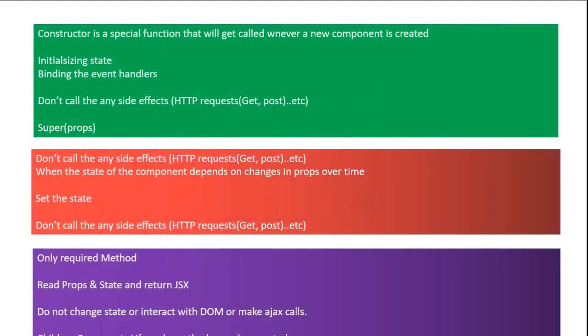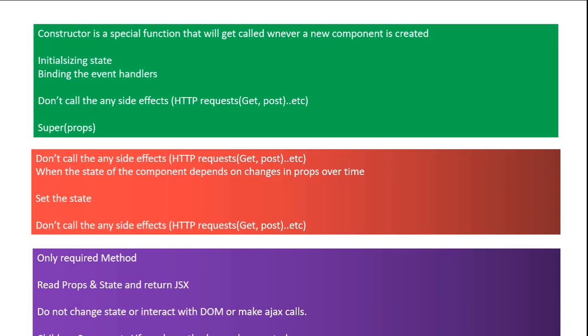First, the constructor is a special function that gets called whenever a new component is created, for initializing state and binding the event handlers. Previously I showed binding event handlers inside the constructor. Don't call any side effects or HTTP requests, GET and POST. You can't make Ajax calls in the constructor. The super keyword is also there. Don't call any side effects.